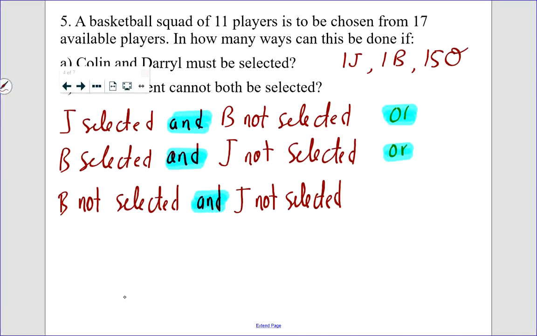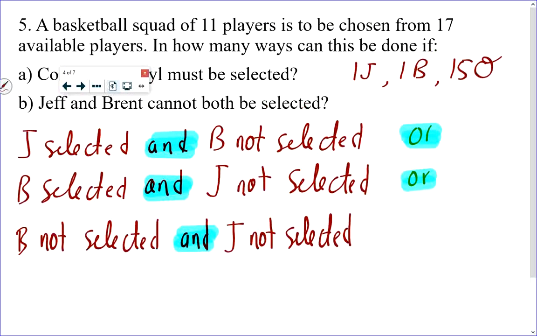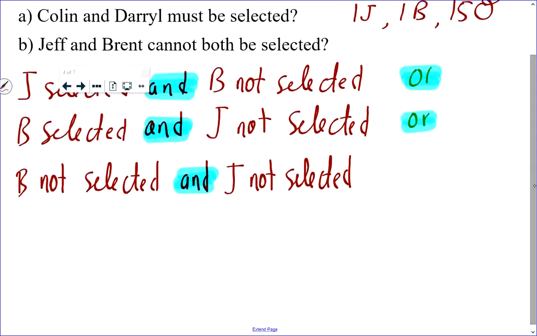All right, so how many ways, I'm going to do the first line first, where I have Jeff selected and Brent not selected. How many ways can that happen? Well, if Jeff is selected, I need to choose 1 out of the group of Jeff. And if Brent is not selected, what I need to do now is say that of the 15 other players, I need to choose 10. I need 11 people selected in total. So if Jeff is already selected, I need 10 more. But I'm going to pick those 10 out of the group that Brent is not in because Brent can't be selected.